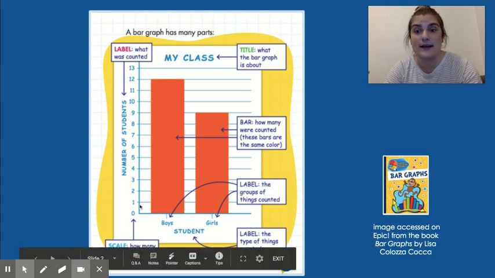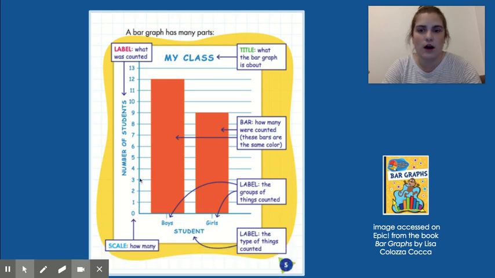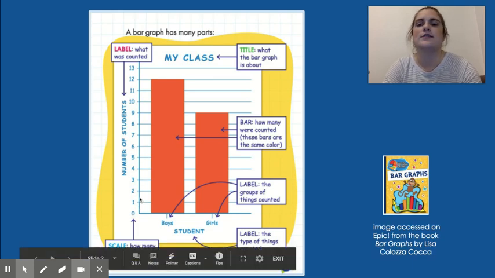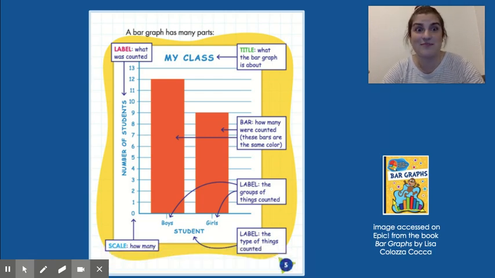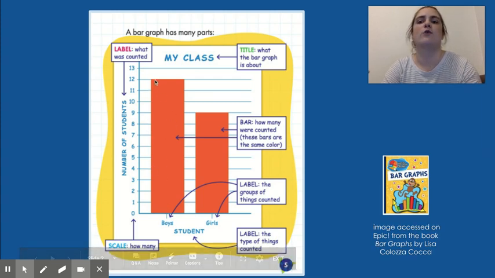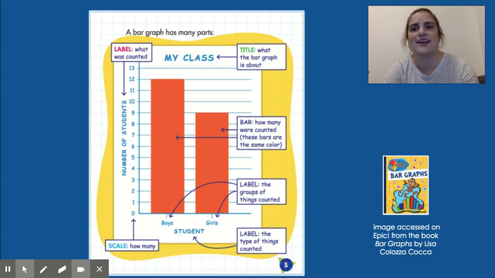What you really want to pay close attention to is the scale. Scale, how many? Because the scale tells you, with these lines, the amount. And this scale is starting at 0 and it's going up by ones. 1, 2, 3, 4, 5, 6, 7. But not all scales go up by ones. So you definitely want to pay close attention, because when you look at these bars, these rectangles, you'll want to see what line they reach to and then check out what the scale is to know that, oh, okay, this is counting by one, so it's going up to 12.